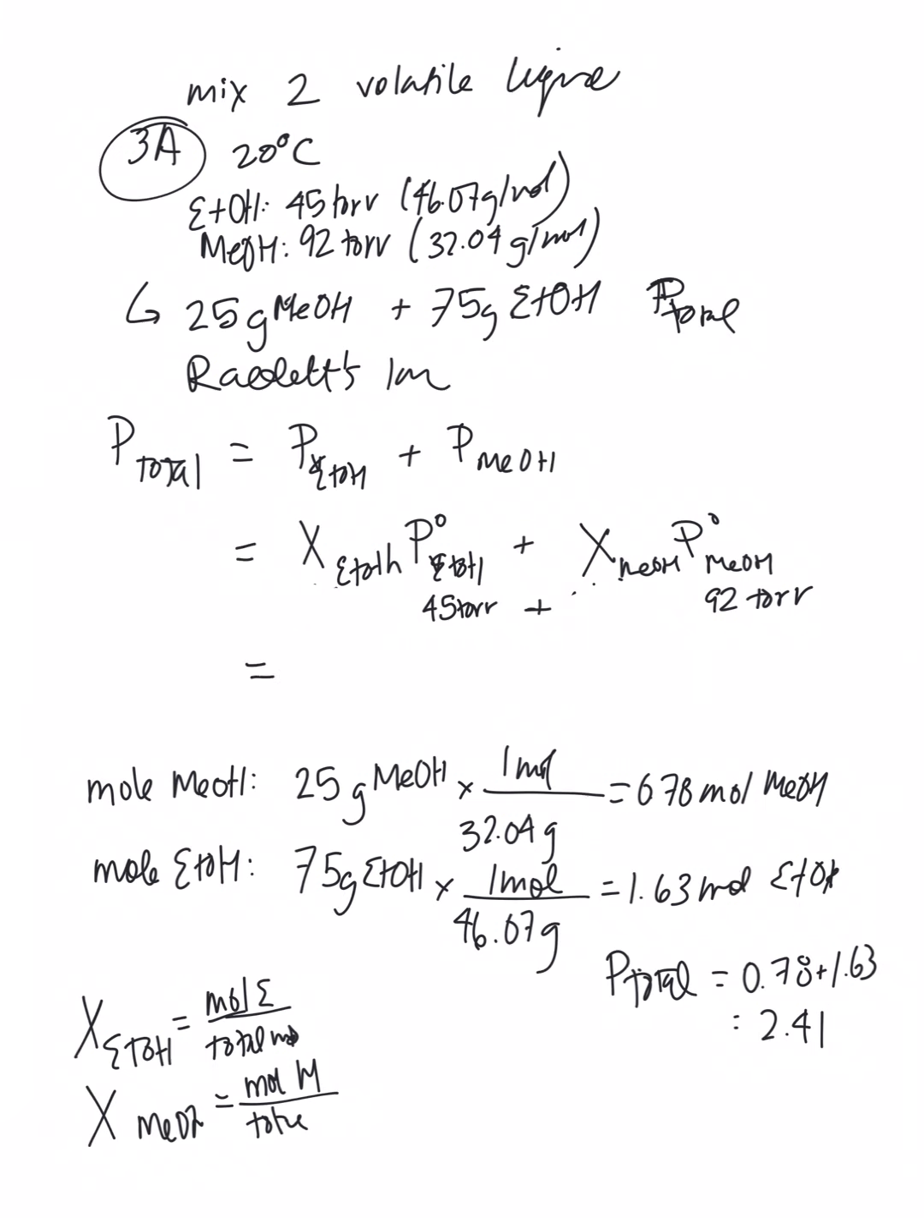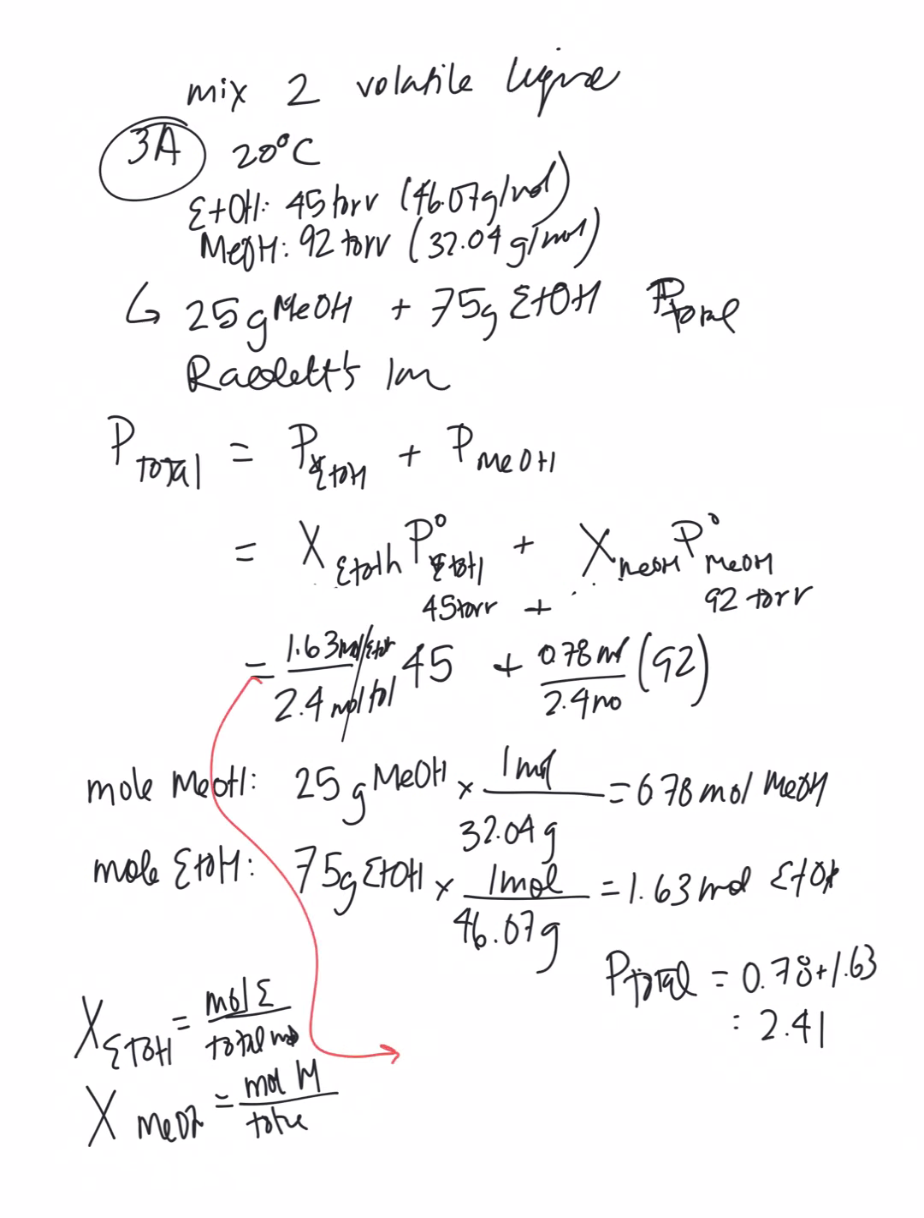So we calculate the P total. For ethanol, we have 1.63 moles of ethanol divided by 2.41, and again, our moles cancel, and that's a fraction, times our vapor pressure, which is 45, plus our mole fraction of methanol. That's 0.78 moles over 2.41 moles times 92. Now I'm going to be a little messy here. I'm going to draw an arrow going down, and say, okay, so 1.63 over 2.41.